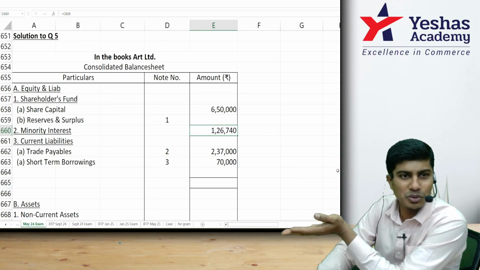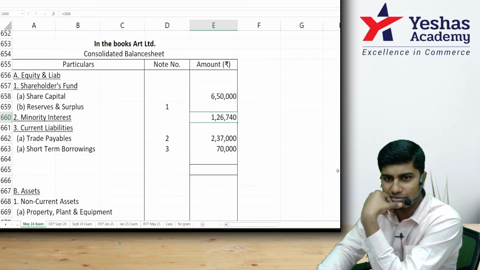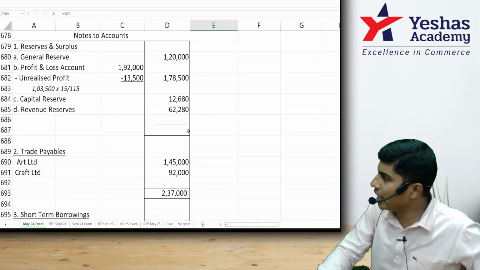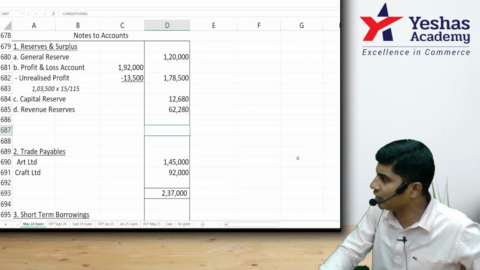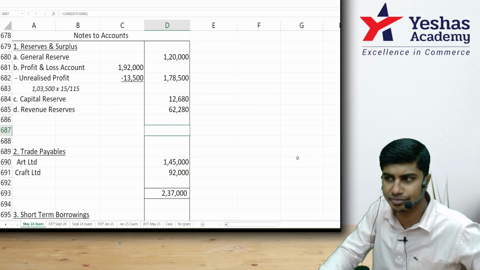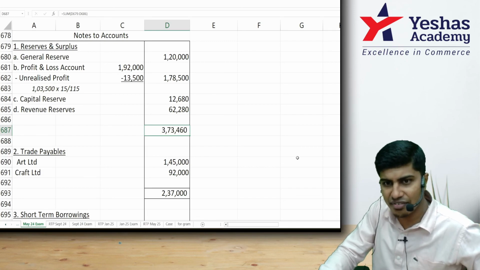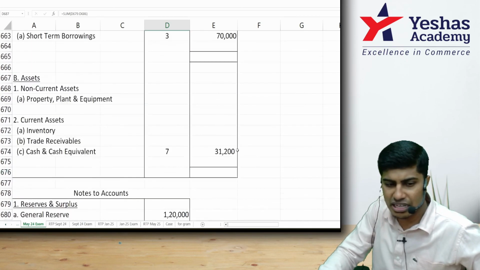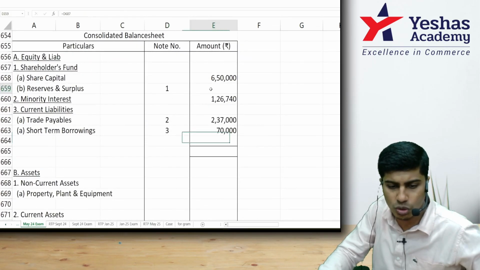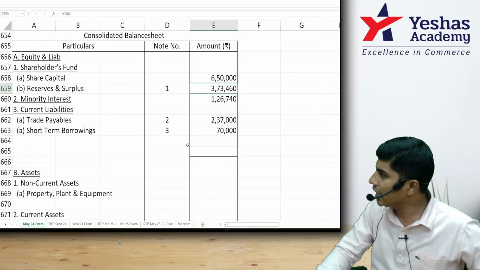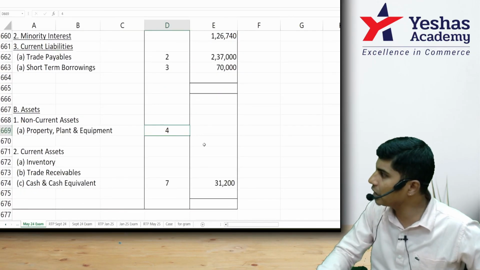Only notes to accounts to be totaled and posted to balance sheet. Shall we do it? Have a look. Share capital, reserves and surplus. 1,20,000, 1,78,500, 12,680 and 62,280. What do we get? 3,73,460. 3,73,460 will go to balance sheet as reserves and surplus. Did everyone get this? Next, come to property, plant and equipment.